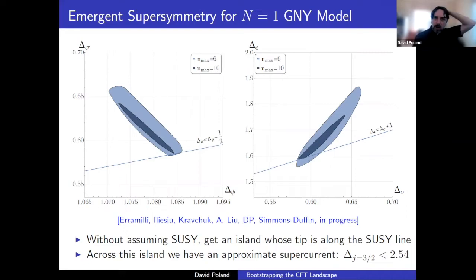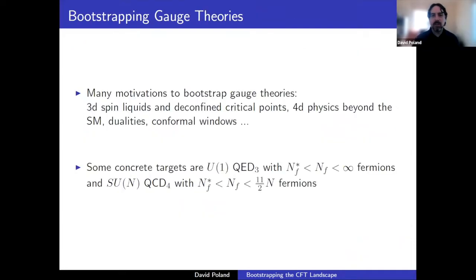In the last few minutes that I have, I wanted to say a little bit about our attempts to apply bootstrap methods to gauge theories. There are lots of motivations for bootstrapping gauge theories. There are applications to 3-dimensional spin liquids and deconfined critical points. In 4 dimensions, there are applications to physics beyond the standard model. There are lots of interesting questions about conformal windows of gauge theories. They're involved in lots of dualities and so on.